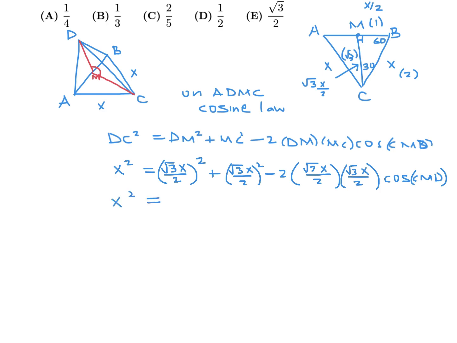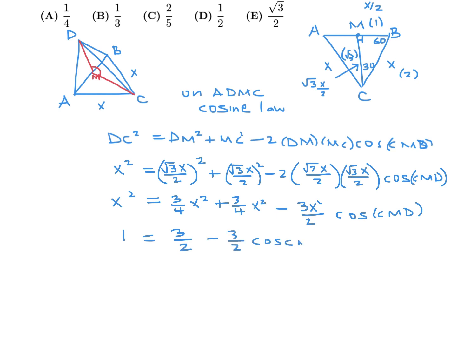X squared plus, what's that, 3 over 4? Yeah, 3 over 4, x squared. 3 over 4, x squared again. And this is going to be what? Minus 3x squared over 2, I believe. Yeah, and then cos CMD. Okay, the good news is that the x squared canceled everywhere, so we're just left with 1. 3/4 plus 3/4 is 6 over 4, which is 3 over 2. And then we have minus 3 over 2 cos CMD.